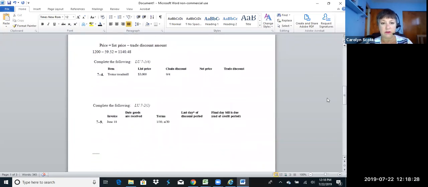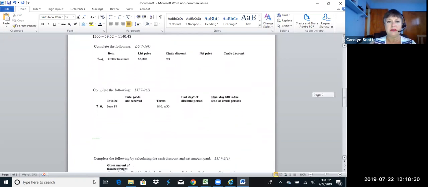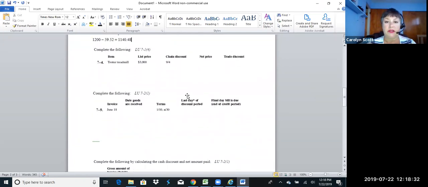So the next one is we complete the following. We need to find out what the net price and trade discounts are for the Trotter treadmill. And I'm doing things the short way this time. So we know that the chain discount is 9% and then 4%. So $3,000, which is the list price, minus 9%, and any calculator will do this, is $2,730.